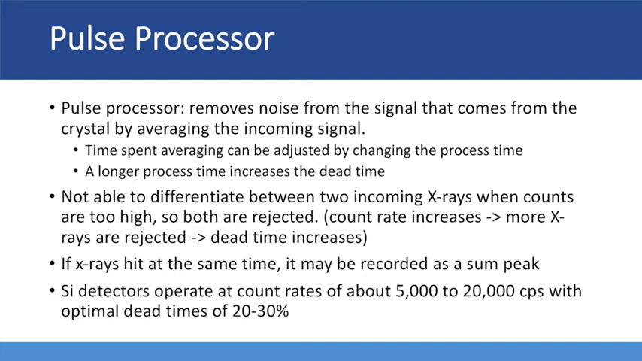Another thing to be concerned about is the chance of sum peaks, which occur when two X-rays hit the detector at the same time, as we mentioned before, and the pulse processor will record the sum of the two peaks. For silicon detectors, it's a good benchmark to aim for count rates of about 5,000 to 20,000 and dead times of about 20 to 30%.